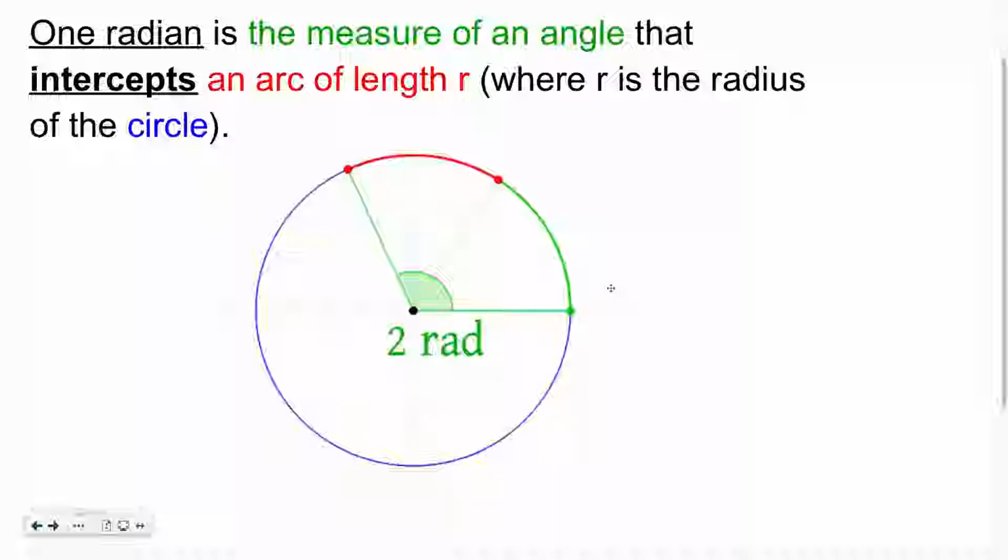So 1 radian is the measure of an angle. Always remember that even though in the picture you're going to see arcs, a radian is actually the measure of an angle, not anything on the circle. So it's just like a little degree. It opens up so much. The angle intercepts an arc of length r, where r is the radius of the circle.